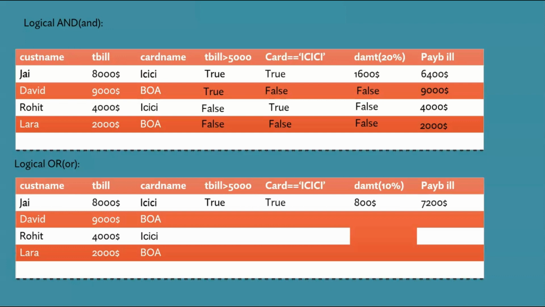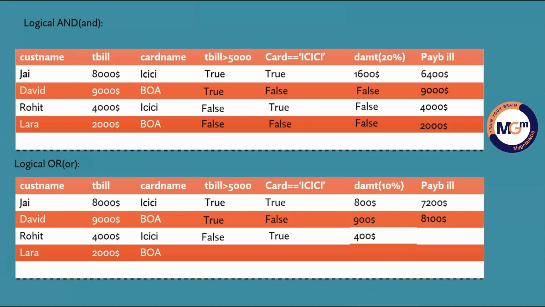Coming to David, he has also shopped for more than 5,000, but he is using a Bank of America card. But one of the conditions is satisfied, right? He has shopped for more than 5,000, so I want to apply a 10% discount for him, which means he is going to pay 8,100. Likewise, Rohit has shopped for only 4,000, which is false, but he is using an ICICI card for the payment. Still I want to give him a 10% discount because he is using an ICICI card. So he is going to pay 3,600.